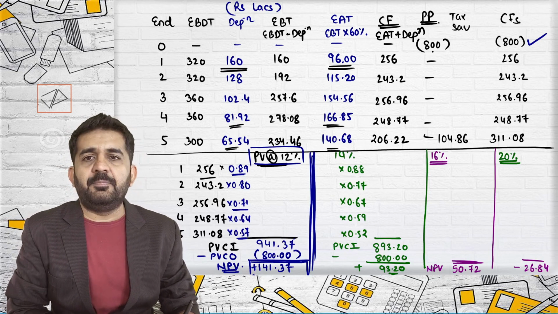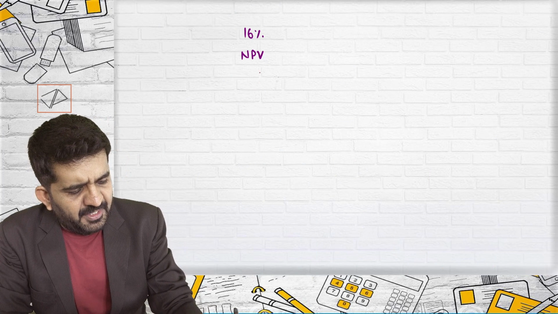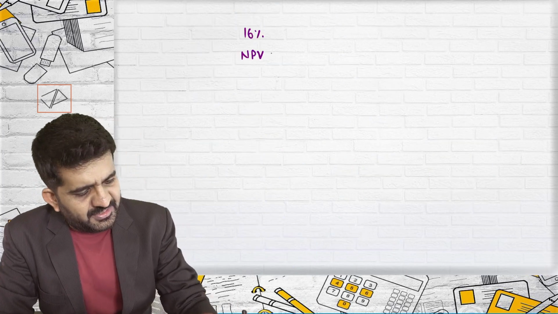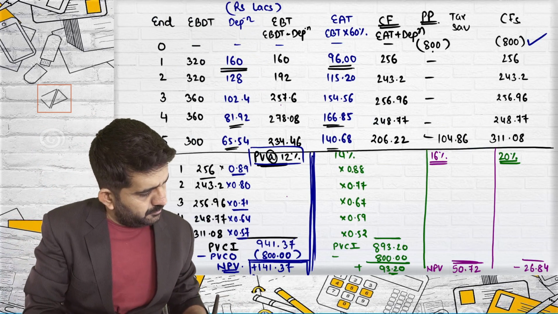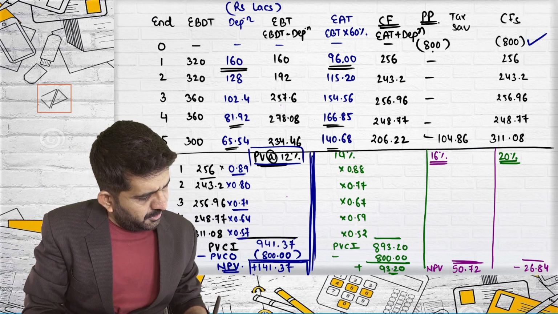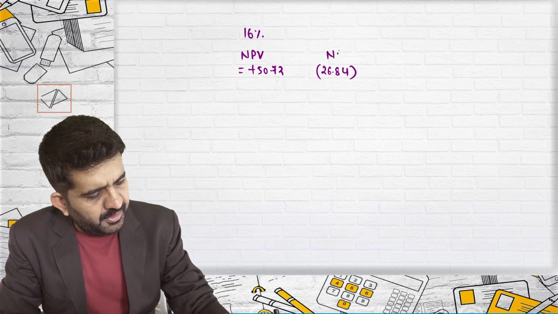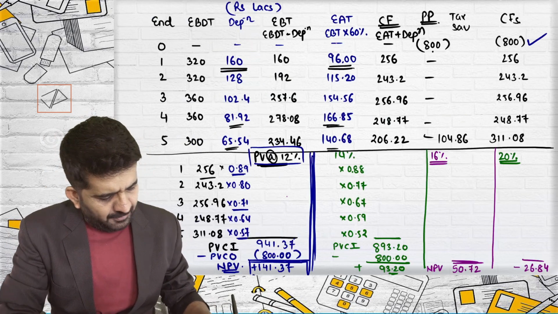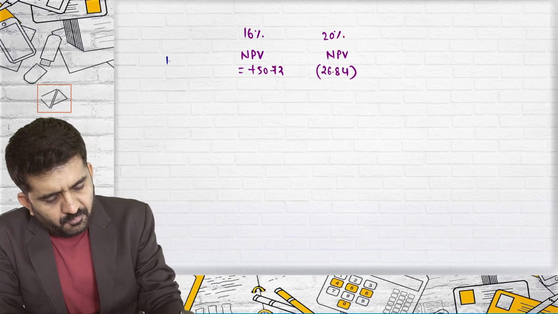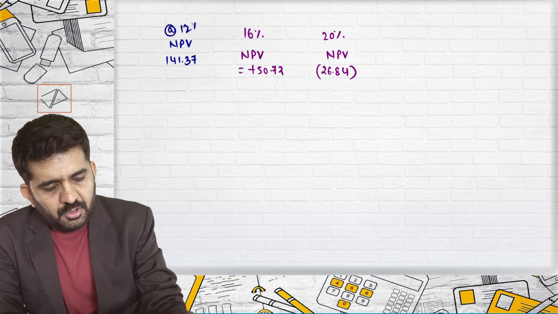Even if your answer of NPV is not right now in your book, please try to concentrate over here. At 16%, my NPV is 50.72 positive. At 20%, it is negative 26.84. Negative NPV at 20%. Can you also tell me what is your NPV at 12%? 141.37? 141.37 is NPV at the rate of 12%.